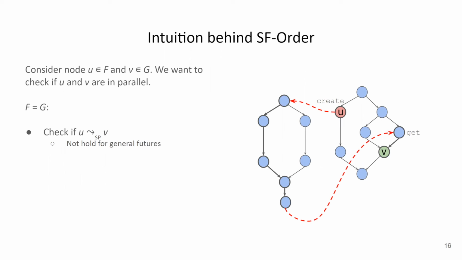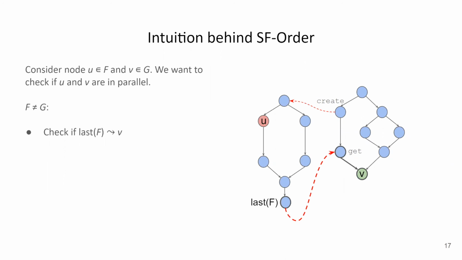For general futures, this is not sufficient. As we can see in this example, even though U and V are in the same future and there is no SP path between them, U is still sequentially before V because there exists a non-SP path between them. Now we move on to the case that U and V are in different futures. In this case, to see if U and V are in parallel, we do two checks. First, we check if there is a path from the last node of F to node V. If so, then U must be sequentially before V because every single node in F has a path to the last node of F, and therefore has a path to V.